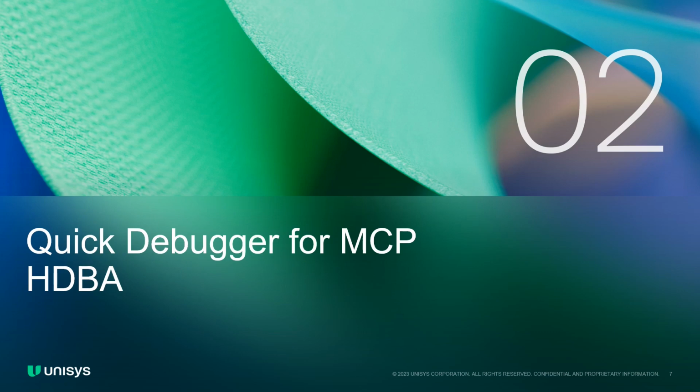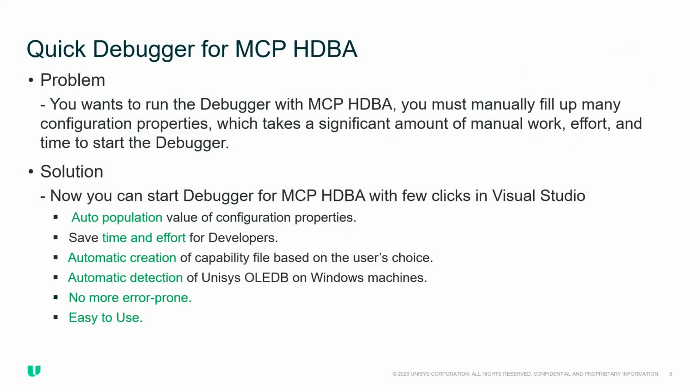Now I am going to present the demo on the Quick Debugger for MCP HTTP feature. Here, the problem statement is that when you want to run a debugger with MCP HTTP, you must manually fill in many configuration properties, which takes a significant amount of manual work, effort, and time to start the debugger. So we have a solution to address all these issues.